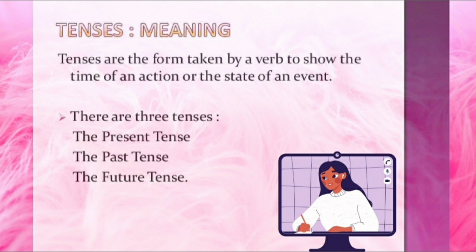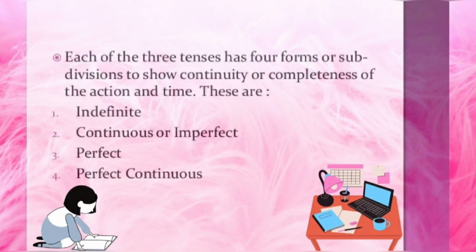Tenses are the form taken by a verb to show the time of an action or the state of an event. On the basis of time, tenses are categorized into three: the present tense, the past tense, and the future tense. Each of the three tenses has four forms or subdivisions to show continuity or completeness of the action and time. These are indefinite, also known as simple, continuous or imperfect, perfect, and perfect continuous. The time and aspect combine to make all 12 tenses in English language.